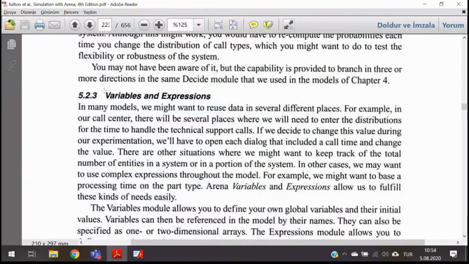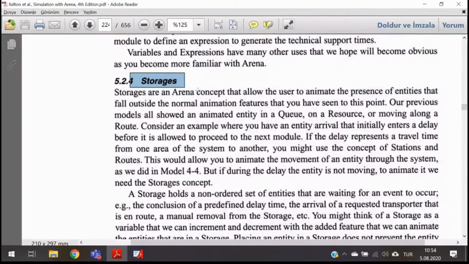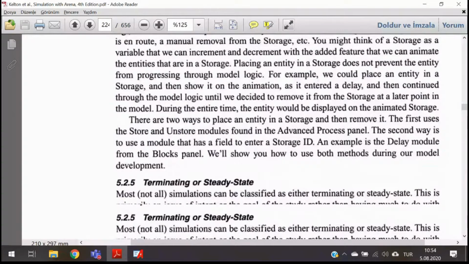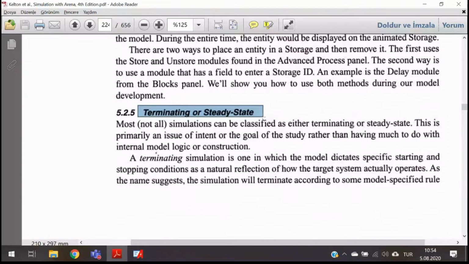The variables are different than the attributes, okay? Attributes are labels that are attached to the entities, but the variables belong to the system. They are called system variables. The variables are created in a similar manner as attributes, but the attributes belong to the entities, while variables belong to the whole system itself. And we are going to define expressions in this application, and we are going to use the storage concept, which is similar to a queue, but it is called storage. We are going to explain why we use the storage, and we are going to determine how we are going to terminate a replication of this simulation.